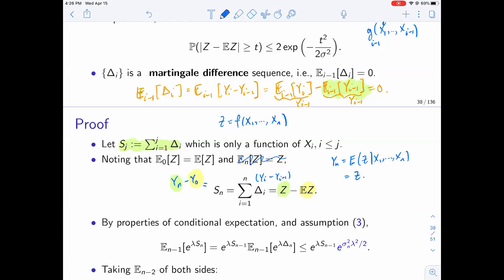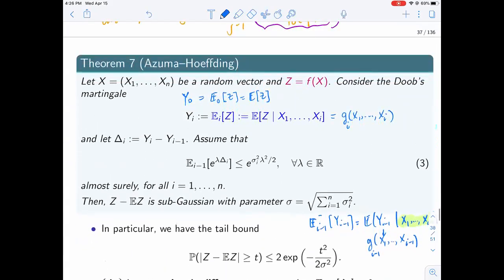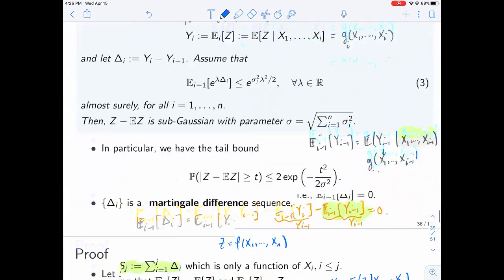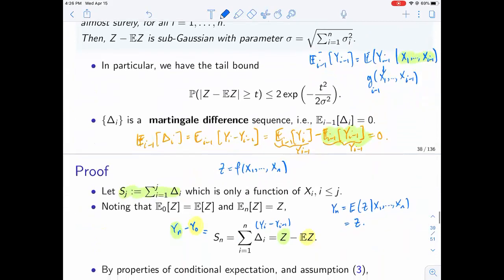Why did you assume that z is a function of x1 to xn? Because that's what I want to control. That is the assumption. Okay.